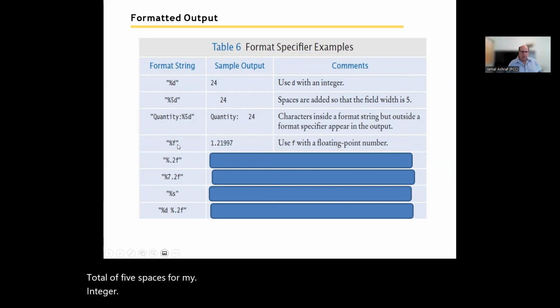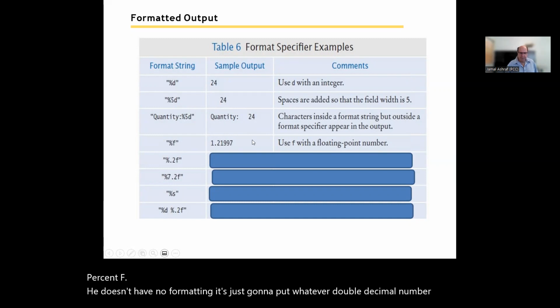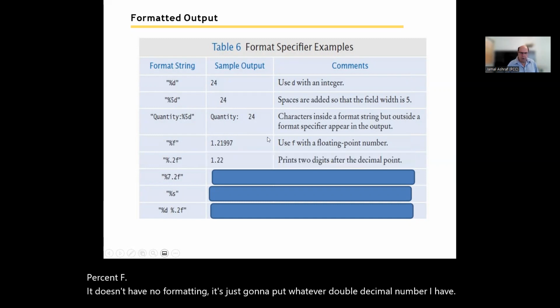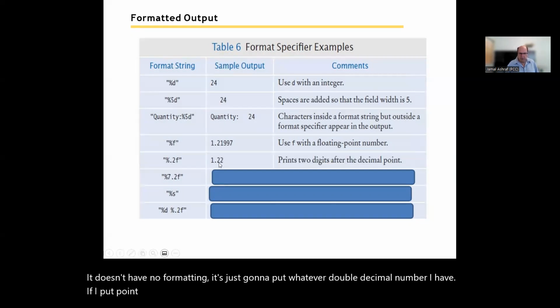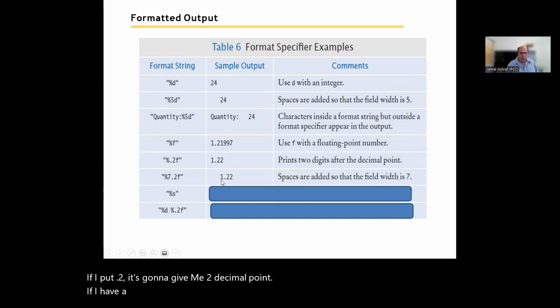%f, it doesn't have any formatting. It's just going to put whatever double decimal number I have. If I put .2, it's going to give me 2 decimal points. If I have a 7.2, the whole thing is going to be 7. 1, 2, 3, 4, 5, 6, 7.